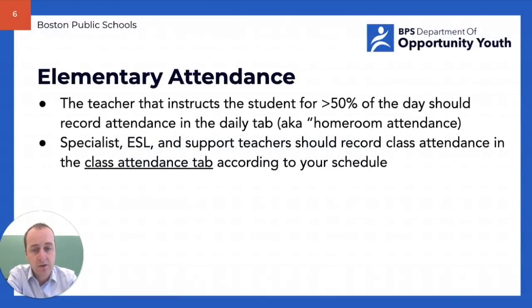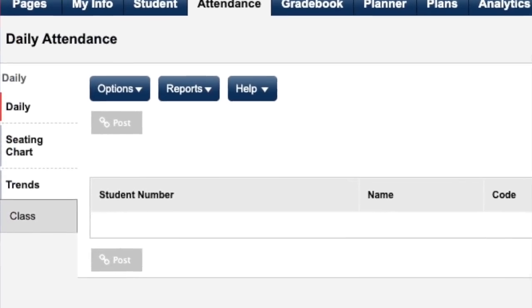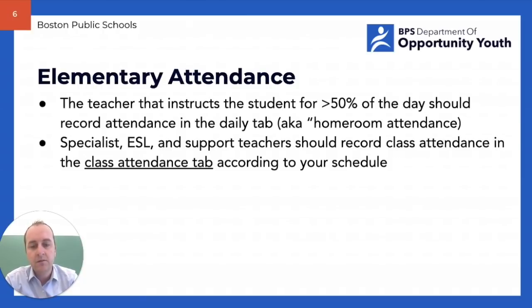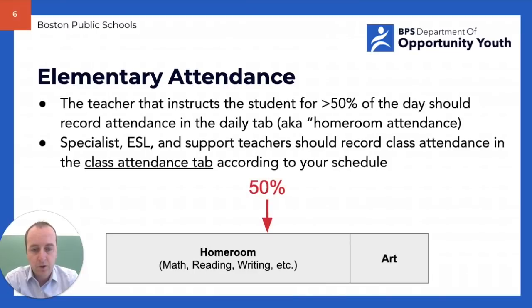If you're a specialist, an ESL instructor, or support teacher, you should report class attendance in the class attendance tab according to your schedule. Now, in the spring, with the expectations being that a student has to attend some instruction of the day, it was a little confusing to determine, well, what happens if the ESL instructor sees the student but the homeroom teacher never does? Well, if I were to break this down into a graphic, the homeroom teacher, being responsible for more than 50% of the day, is going to have more of a view of whether or not that student was attending instruction during the day. So that's why the homeroom teacher will be taking daily attendance in the daily code. And the specialist teacher, if you are only taking attendance for a single class, would not overwrite or change that from an absence to a present or vice versa. So essentially, the homeroom teacher is responsible for taking homeroom attendance, and that is going to be the code that is used for reporting to DESE.